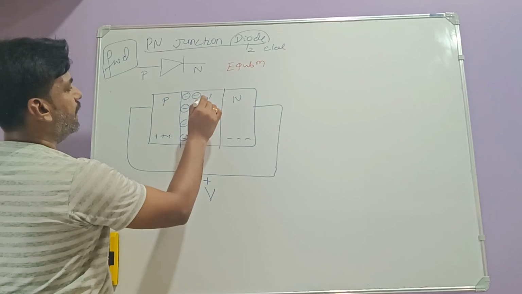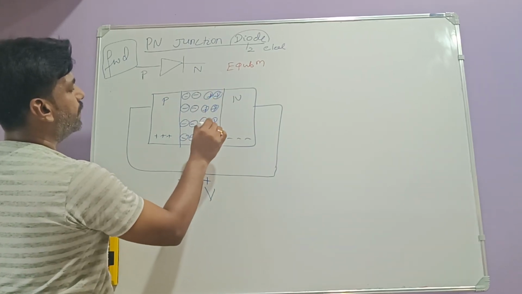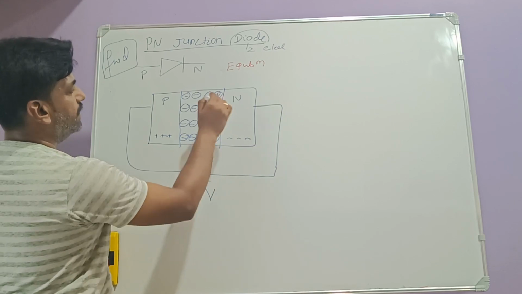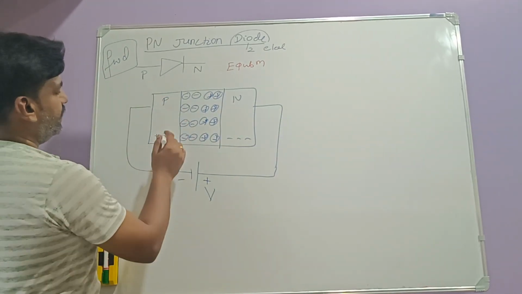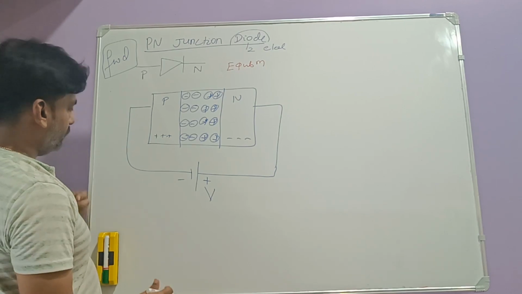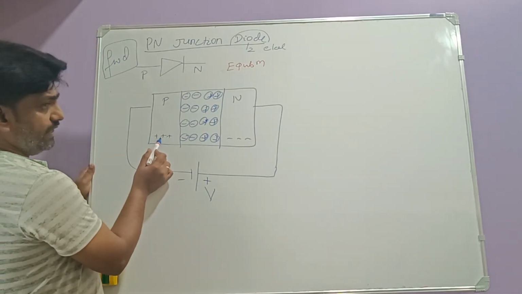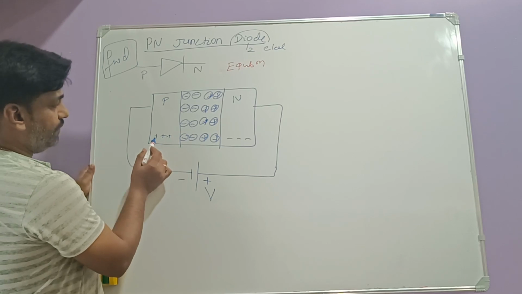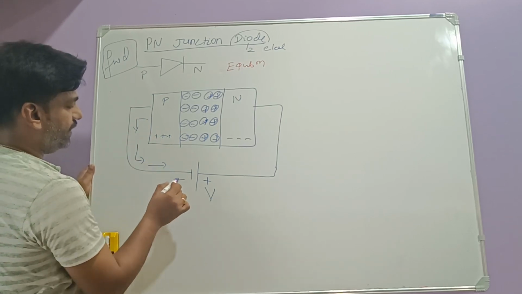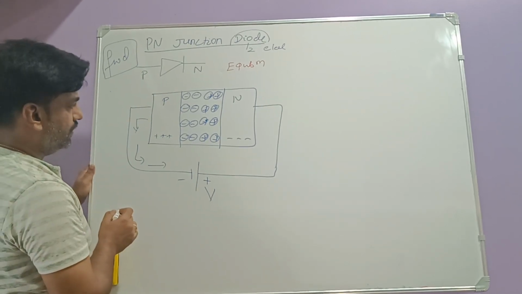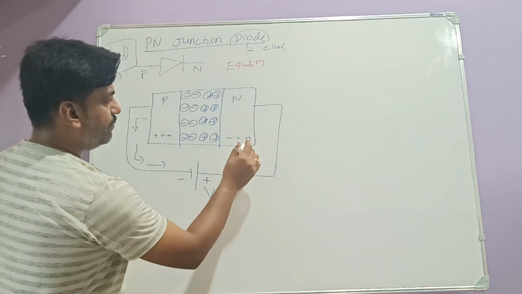So intentionally I have written the width of the depletion region bigger compared to the previous. On the N side, write the positive ions, and on the P side the negative ions, right? So the majority charge carriers are like this. Since the majority charge carriers here are positive holes, these will be attracted by the negative side. And here the majority charge carriers are electrons, which are attracted by the positive side.